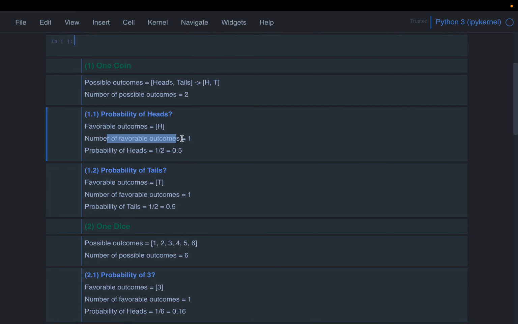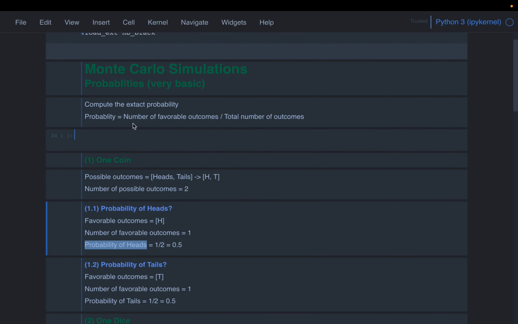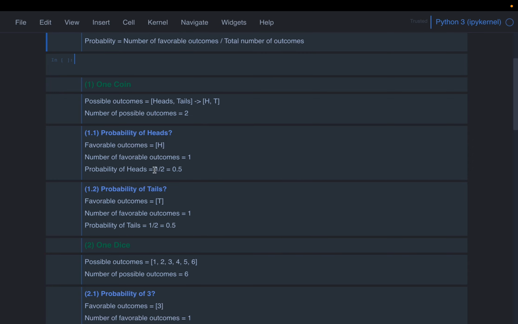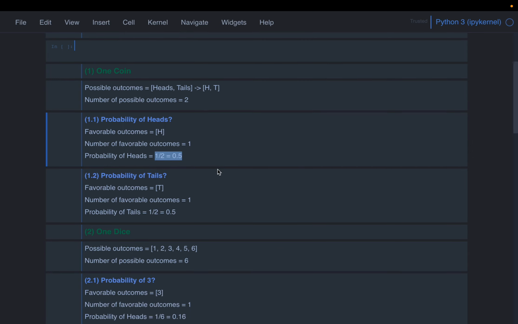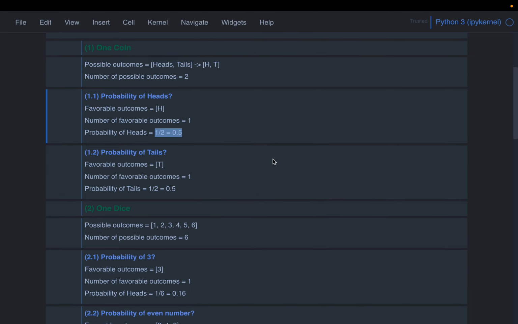So the number of favorable outcomes is only one. Okay. Then we compute the exact probability by dividing the number of favorable outcomes by the number of total possible outcomes, right? So in this case, it's 1 divided by 2. So we'll have 0.5. This means when we flip a coin, there is a 50% chance it can either be heads or tails. Both are equally probable.